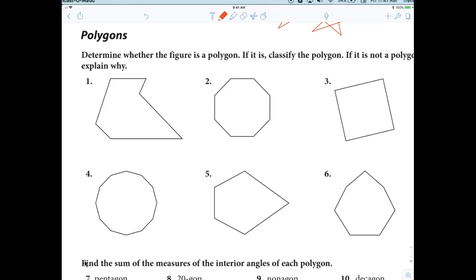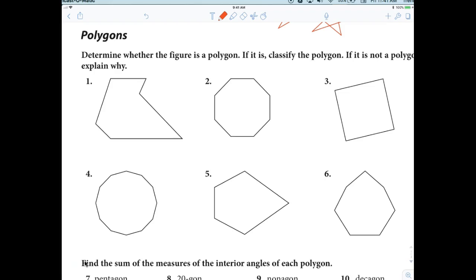So again, you guys should know from 3 to 12. The ones that most people forget are the 7 sides, which is the heptagon, 9 sides, nonagon, 11, undecagon, and 12, dodecagon. That's what we're dealing with right now.